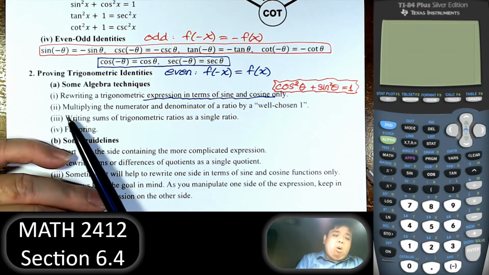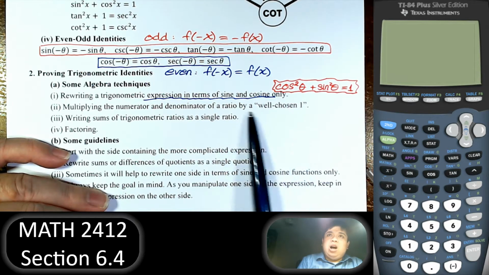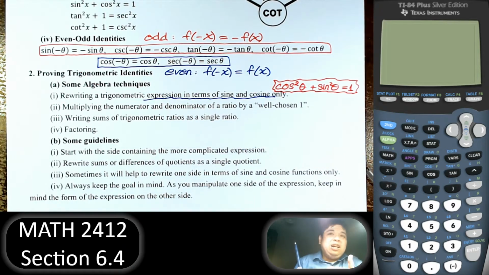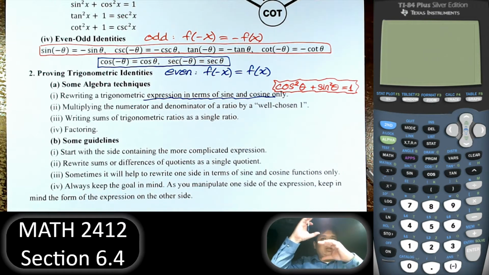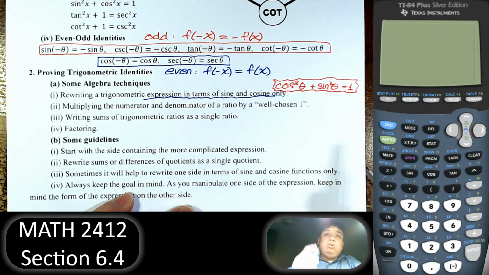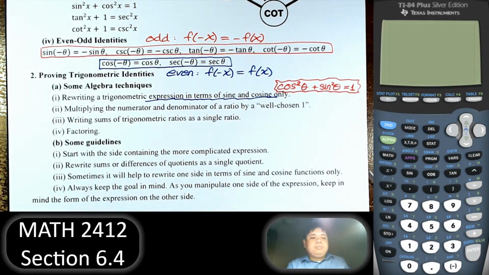Or we can multiply the numerator and the denominator by a well-chosen ratio. By that, I mean we are really multiplying by 1. What we multiply by is the same thing on the top and the same thing at the bottom, and that reduces to 1. So the well-chosen one means we multiply something on the top and the same thing at the bottom, and it will help us simplify the problem.